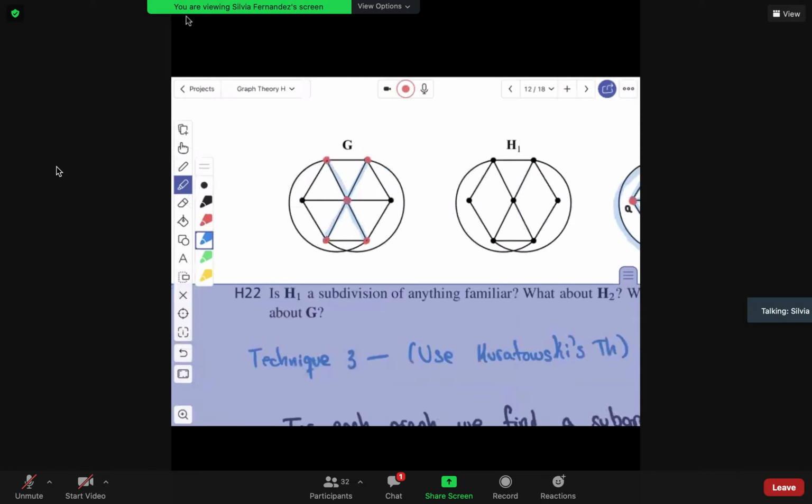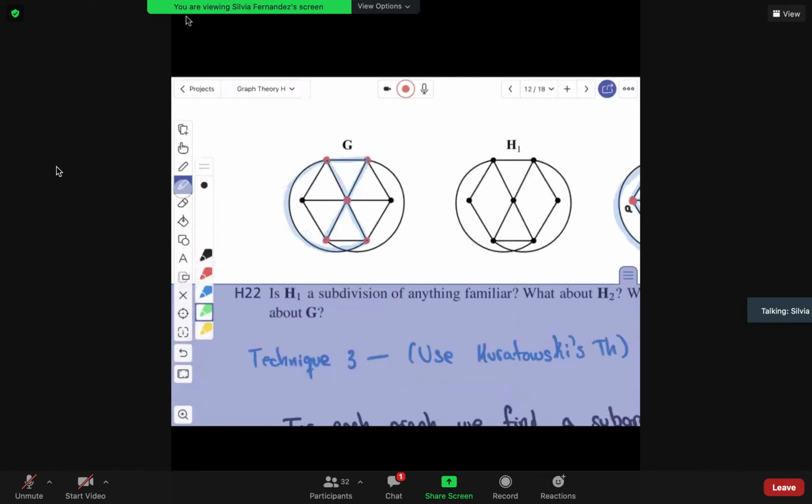Then, if I look, let's say, at this top left vertex, it's already joined to the center. I'm going to join it to that one. Is joined to this one. And I need to join it to that one, right? I'm only missing one, but there is no direct edge. So I'm going to have to use a path. And that's where my subdivision comes from.